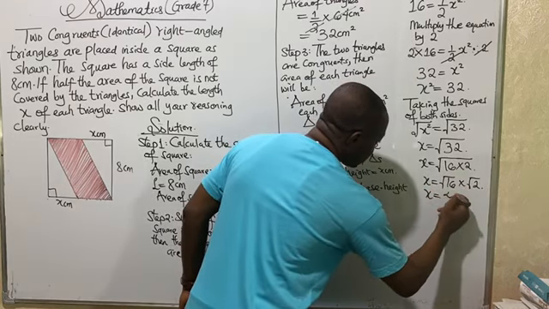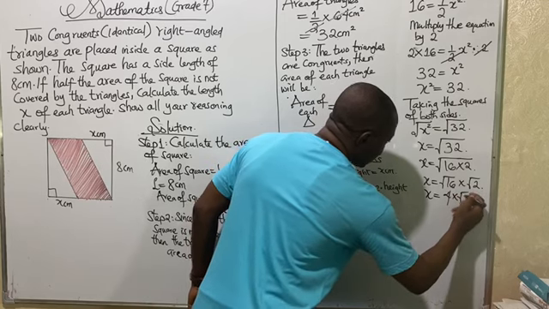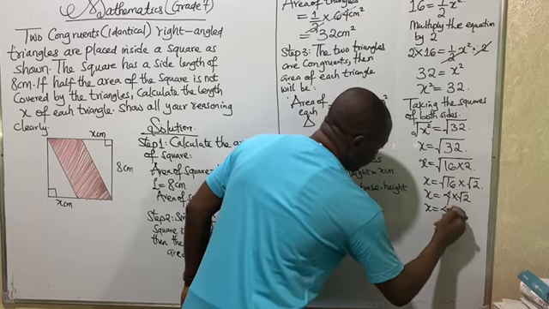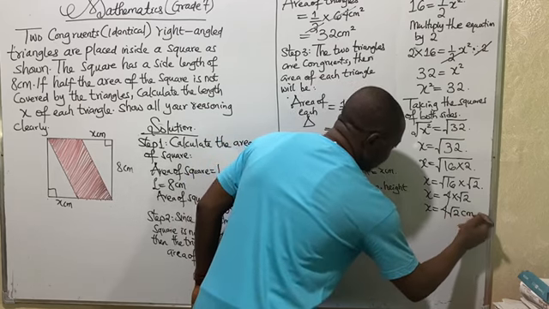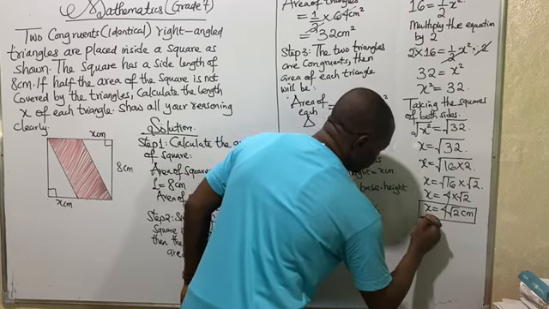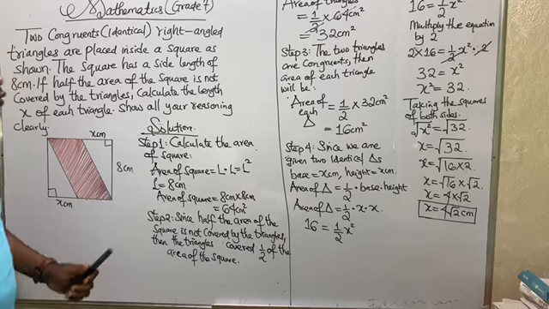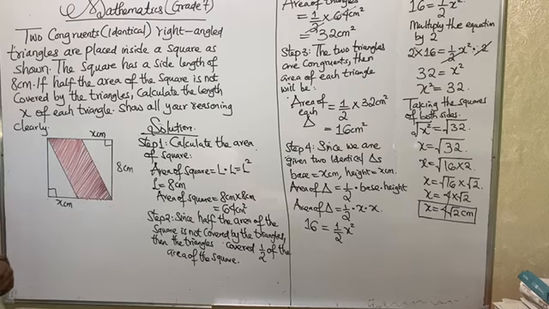The square root of 16 is 4. So we have 4 times root 2. So the value of x will be 4 root 2 centimeters. And that's the value of x.